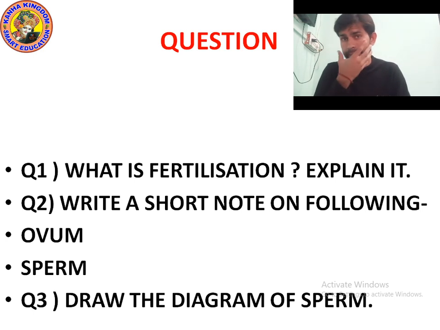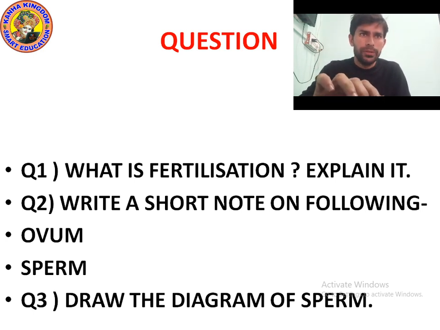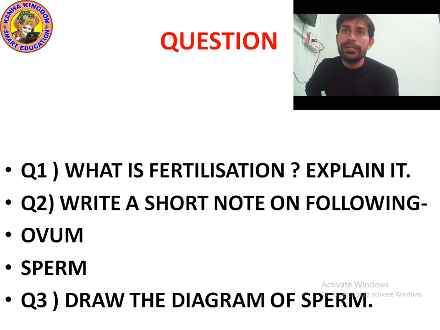Okay kids, it's time to ask questions. Question number one: what is fertilization? Explain it. So the fusion of the male gamete and female gamete in the fallopian tubes is known as fertilization. Yes, the fusion of the male gamete and female gamete in the fallopian tube is known as fertilization.